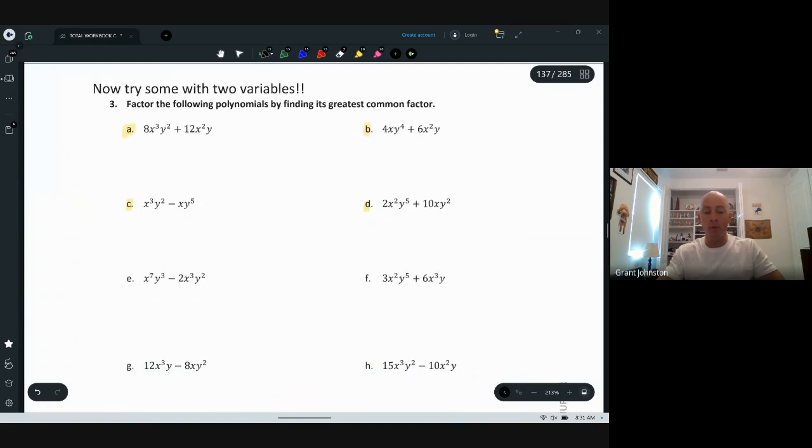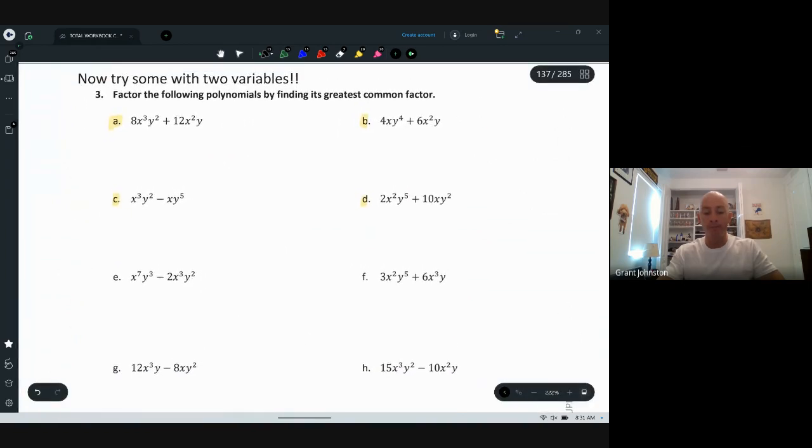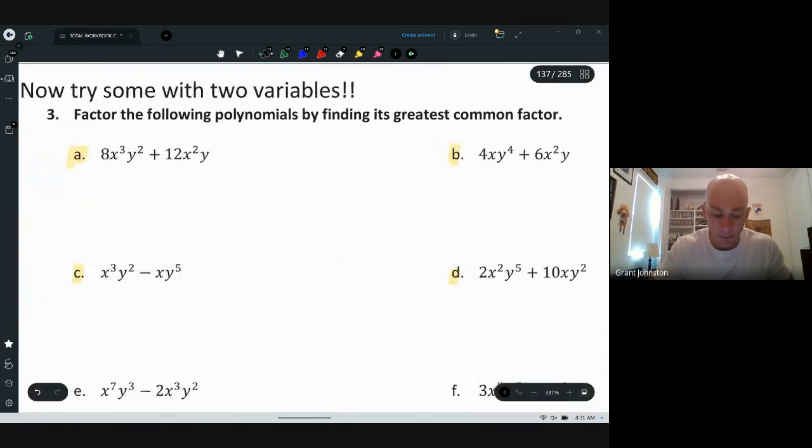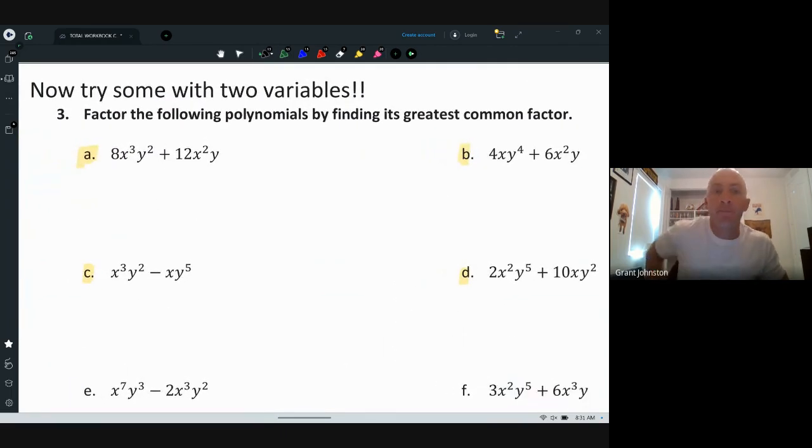And then let me just show you a couple with 2 variables. So same thing. So let's do A here. I'm going to work with the numbers first. I have 8 and 12. So the greatest common factor of 8 and 12 would be 4. Now I'm going to look at the x variable. The maximum number of x's I can take out of both of those, I have an x to the 3rd and x to the 2nd, would be to factor out an x to the 2nd. And then the y variables, I could only factor y to the 1st.